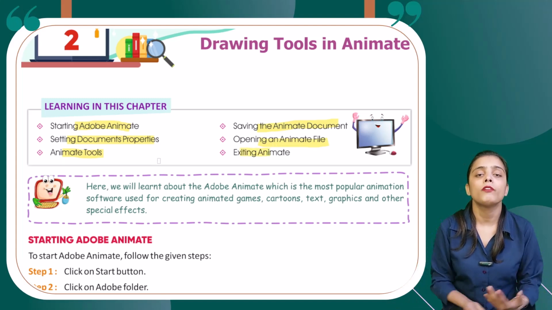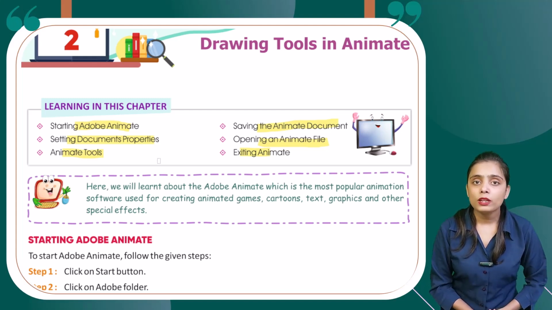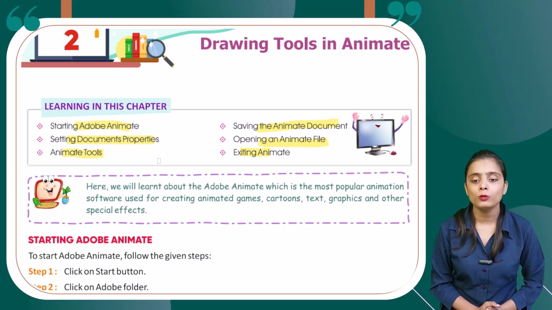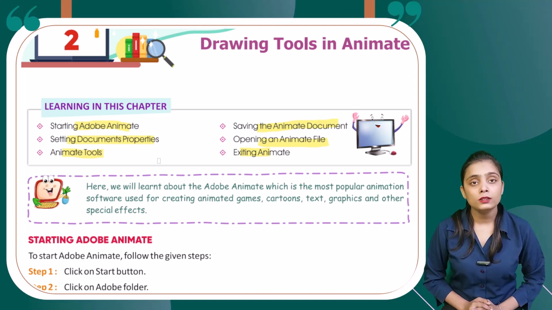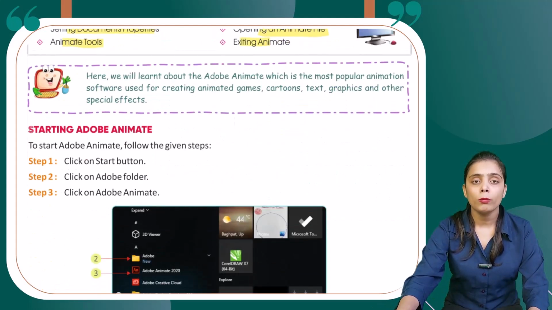So Animate, आप सब aware होंगे, animations को बनाने के लिए इस application का use किया जाता है. So let's explore it. Here we will learn about Adobe Animate, which is the most popular animation software used for creating animated games, cartoons, text, graphics, and other special effects. Okay, so first of all, let's see how to start Adobe Animate.